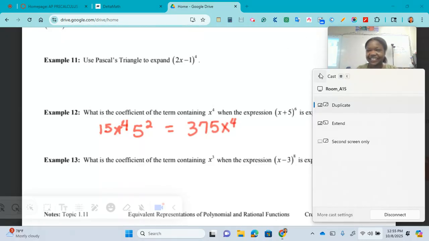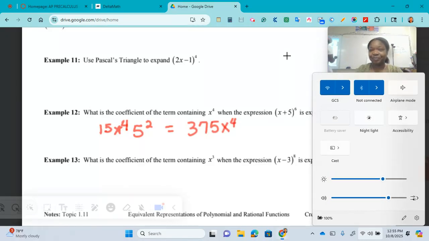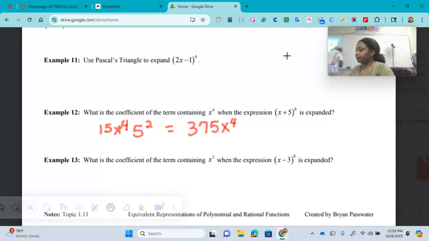I stopped at row 6, right? Yes, ma'am. That's up our first. I don't like doing the Pascal function, so I do it through combinations.